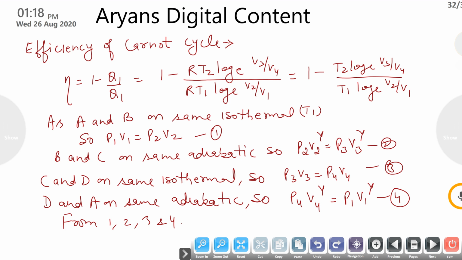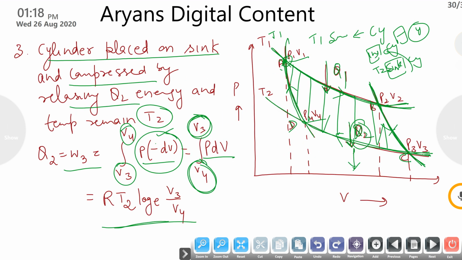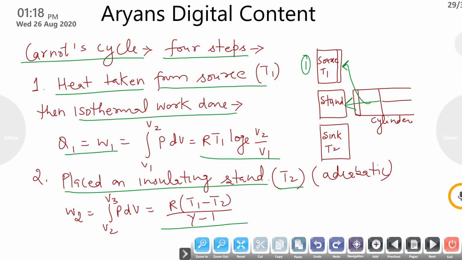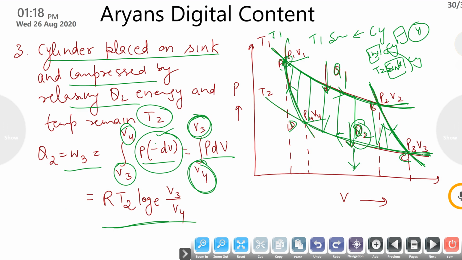Now, the efficiency of the Carnot cycle. To find the efficiency, I have this simple formula. This is Q2 by Q1. Now I have just put the values of Q2 and Q1 from these values. Look at here. This is your Q1, and this is your Q2.